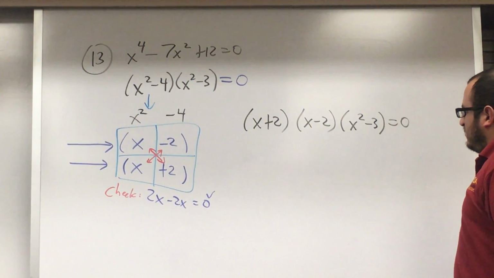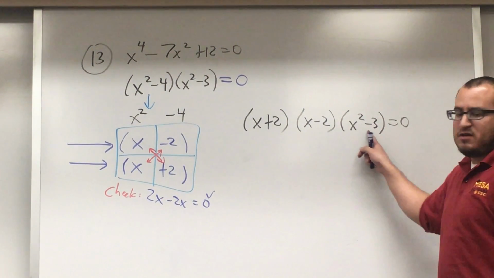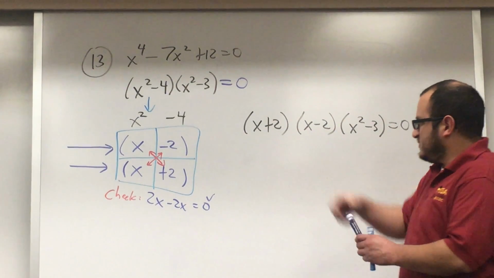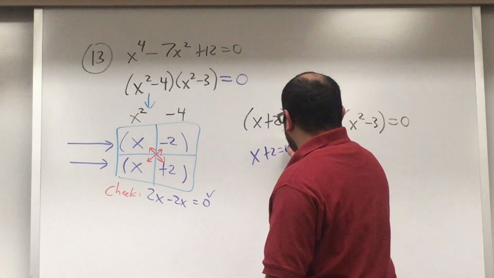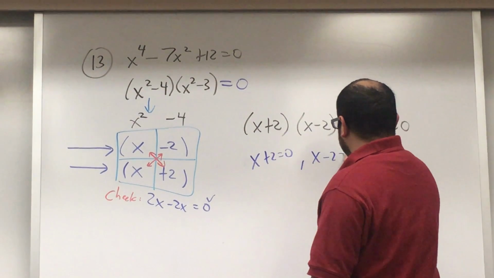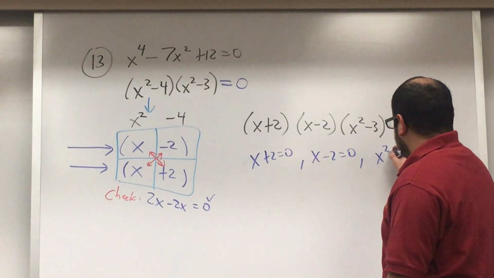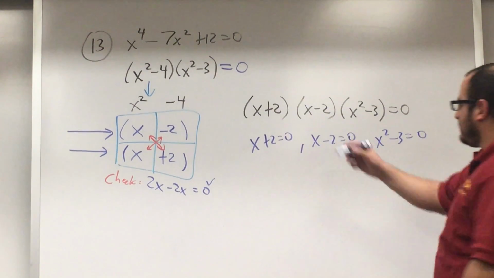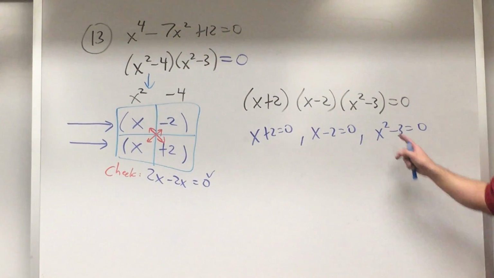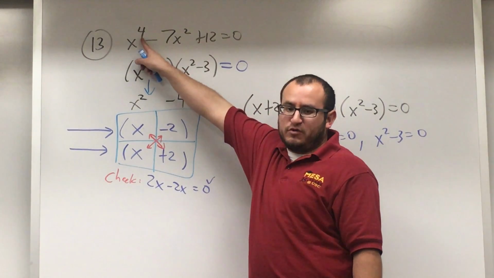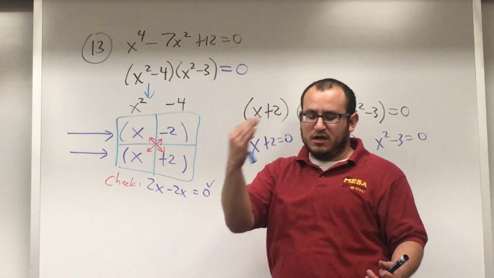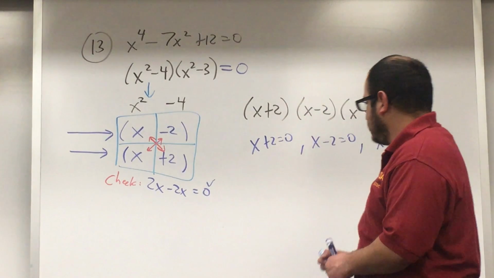Alright. So we have to actually solve for x. The zero product property says we have x plus 2 equal to 0, x minus 2 equal to 0, and x squared minus 3 equal to 0. So we have to solve all three of these. And the reason we have x squared here is because if you look up here, degree 4 means you have up to 4 solutions.